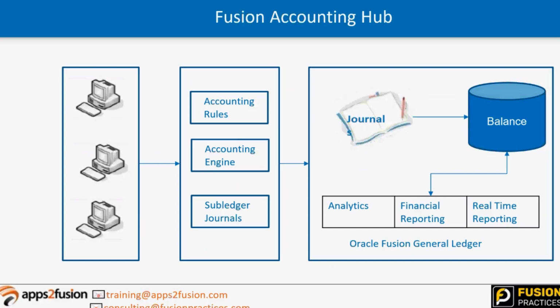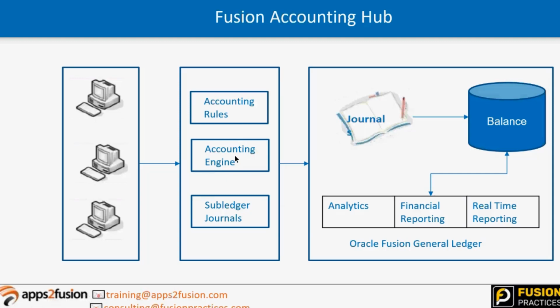Okay, so now in the Fusion Accounting Hub, we can have n number of source systems sending the data to our cloud application. And in between, we write our accounting rules. We have our accounting engine. We have subledger journals getting created. In these accounting rules and accounting engine, we are going to understand the area that we will be understanding today, which is subledger accounting rules. What are the rules? What are the events? And what does the accounting engine configuration do?